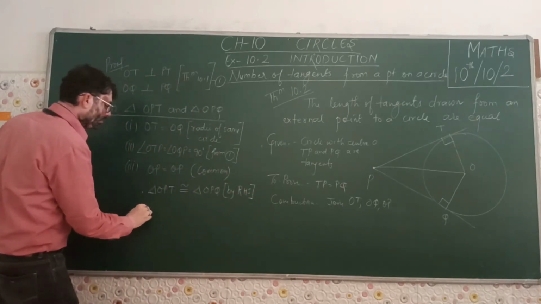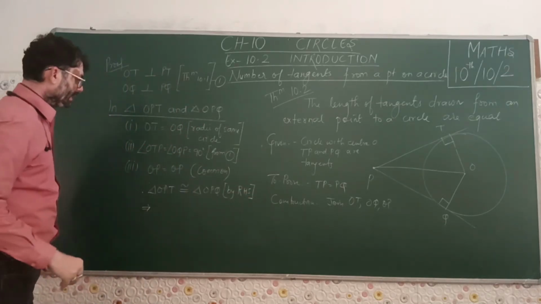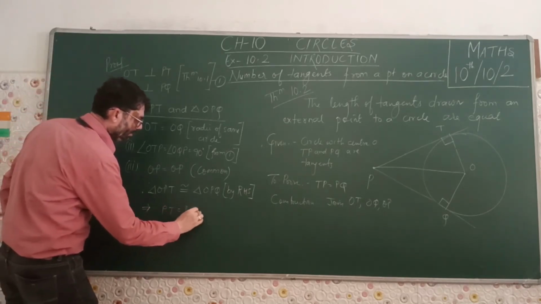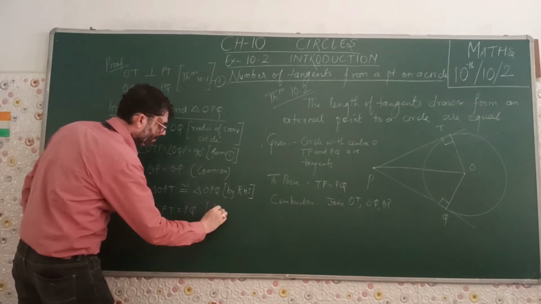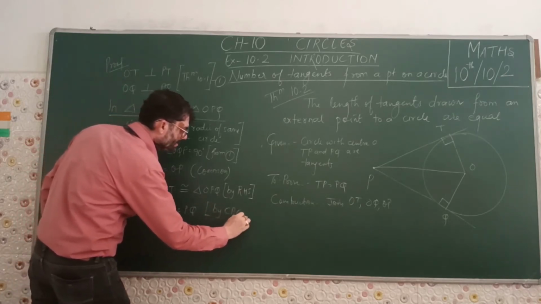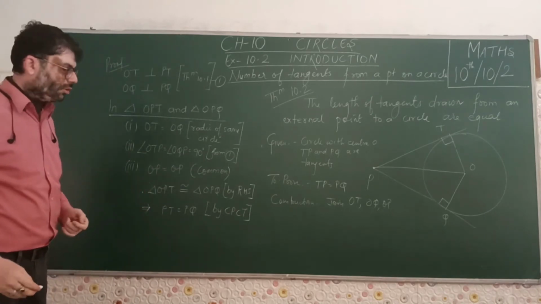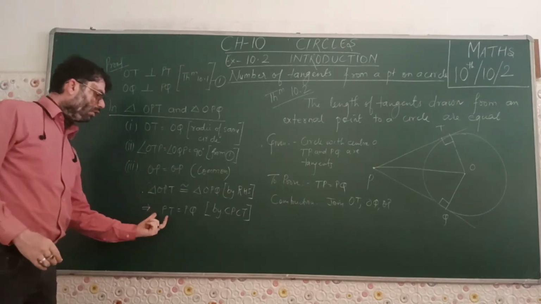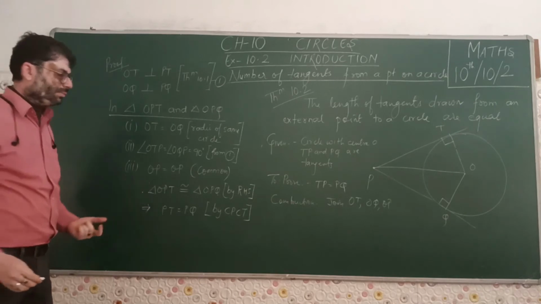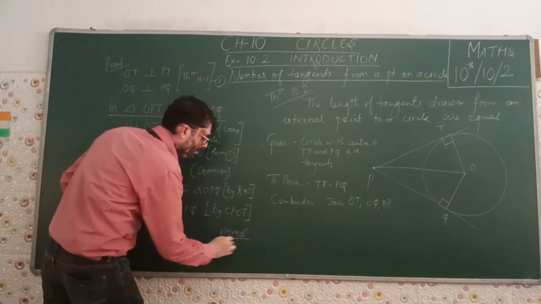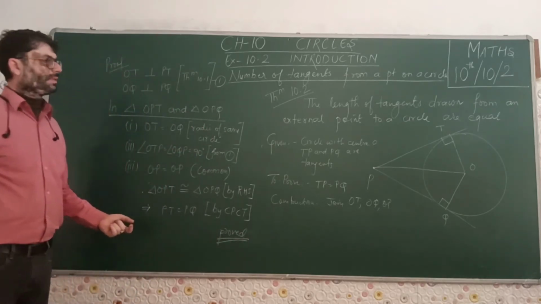And when they are congruent, then we can say that PT is equal to PQ by CPCT, the short form for corresponding parts of congruent triangles. Hence we have got PT is equal to PQ. So what we wanted to prove has been proved.